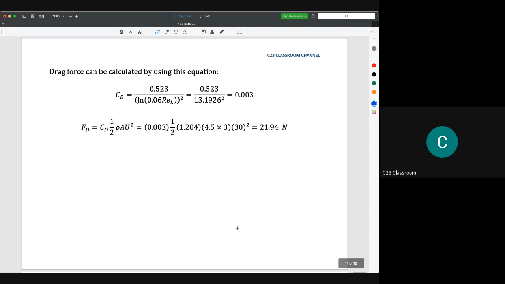The drag force can be calculated by using this equation, because we know the value of CD here. CD is 0.523 over ln(0.06 Reynolds number) squared. We substitute the value and we get around 0.003. Then we could calculate the drag force by using this equation. We substitute the value of CD as 0.003, and finally we get the drag force that occurs on that flat plate, which is around 21.94 Newton.